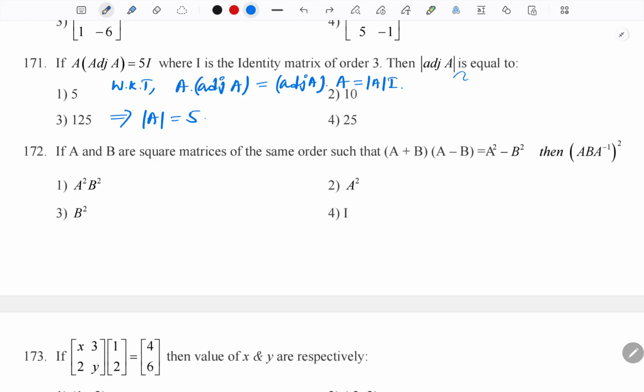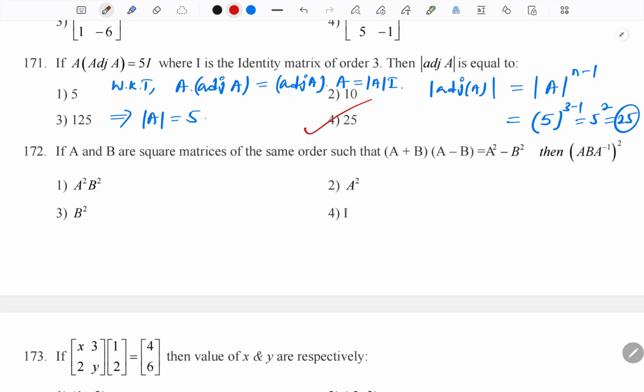Determinant of adjoint of A. What is the determinant of adjoint? The simplest formula is det A to the power n minus 1. What is the n value? It is the order of the matrix. What is the order here? 3. So n goes to 3. Substitute det A, it is 5 to the power 3 minus 1, 5 square. It is nothing but 25 is the answer. So where it is 25, option number 4 is my correct answer.